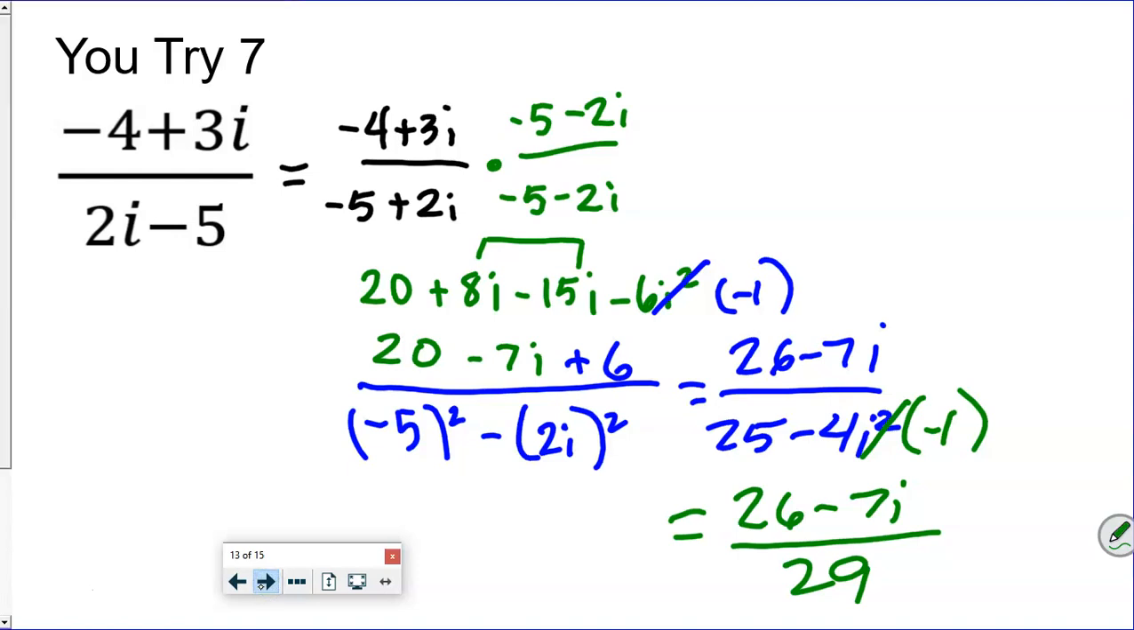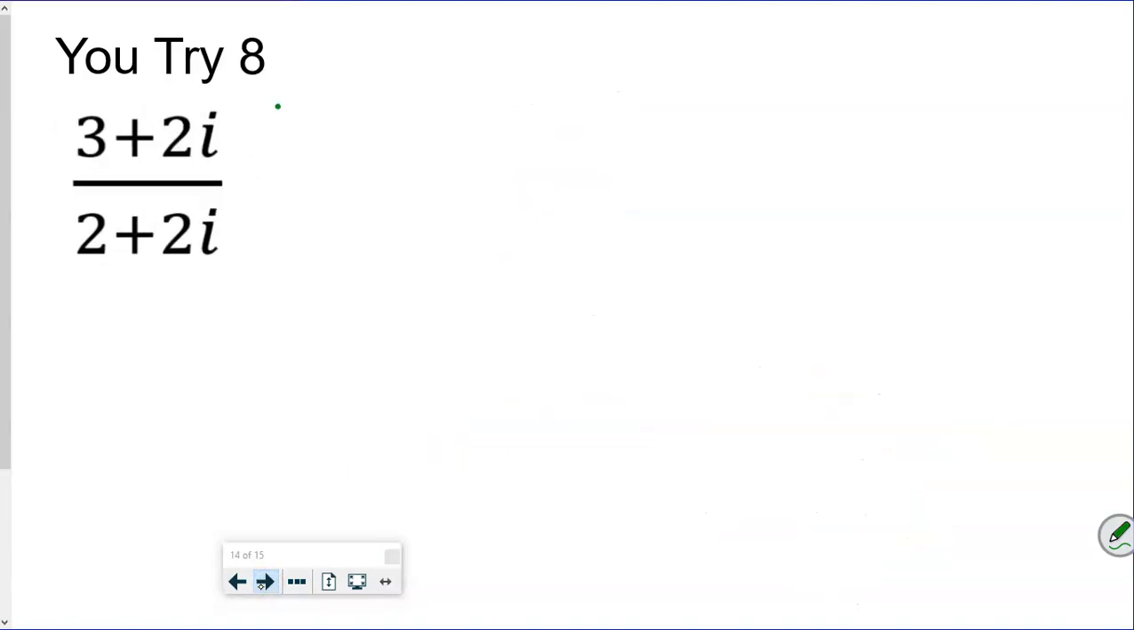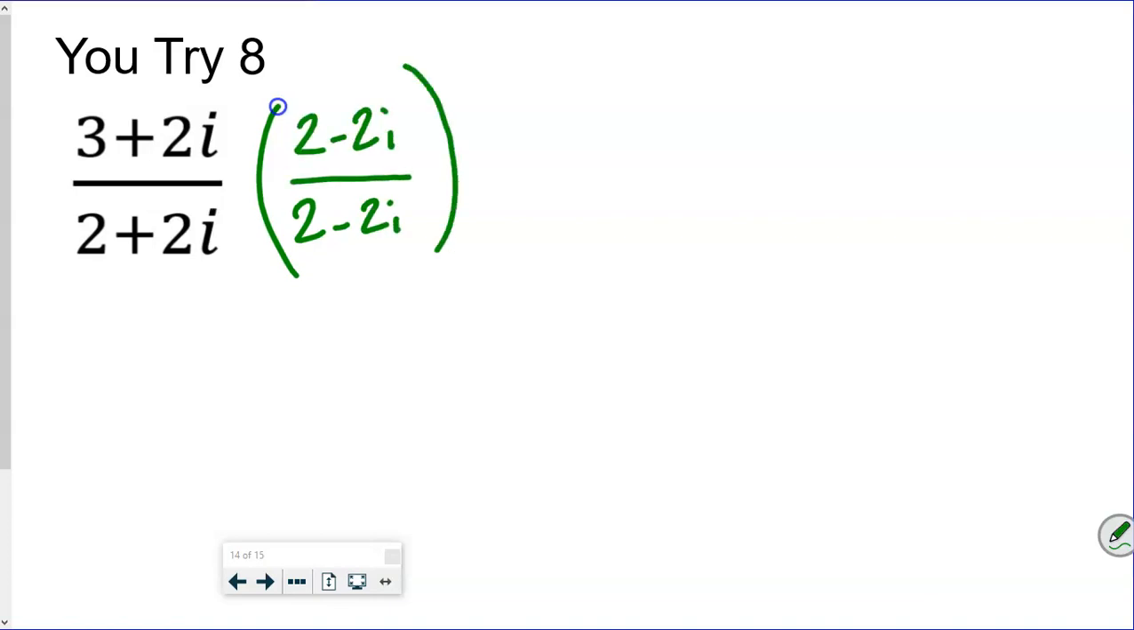Okay, one last one, y'all. So here we go. 2 minus 2i, 2 minus 2i. I'm going to use FOIL on the top. Is that okay with y'all? Okay, so I got 6. Outside would be minus 6i. Inside would be plus 4i. Last times last would be minus 4i squared.